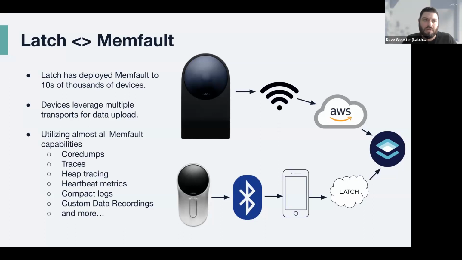Our devices are also leveraging pretty much every capability that Tyler talked about already that the Memfault platform has to offer, ranging from the core capabilities such as traces, core dumps, heartbeat metrics, to a little bit more sophisticated capabilities such as compact logging and custom data recordings, which I'll touch on a little bit later.